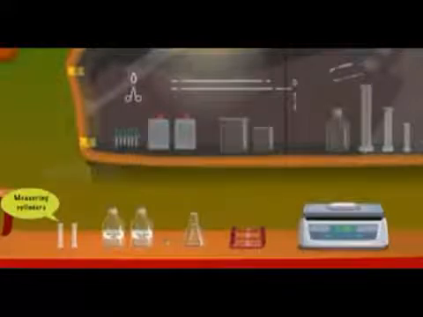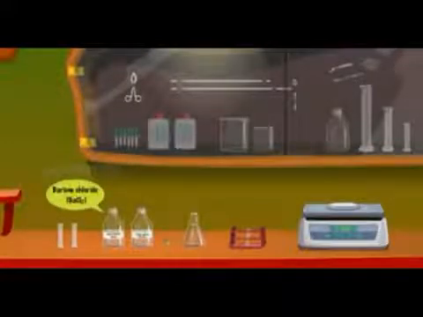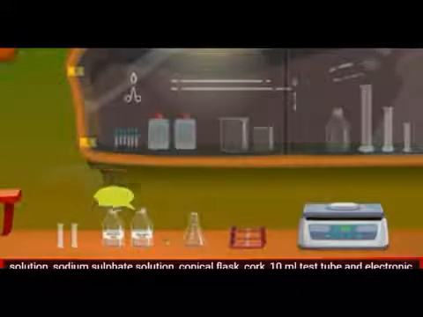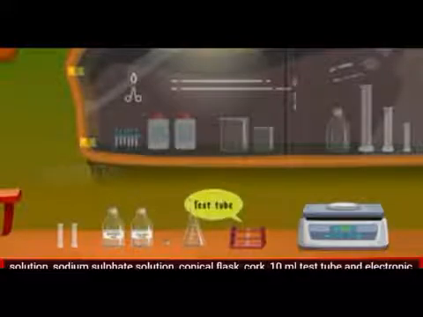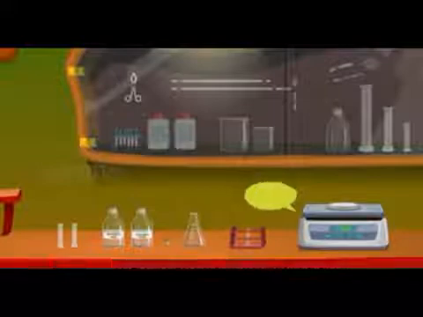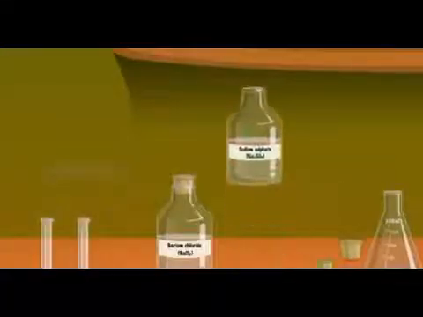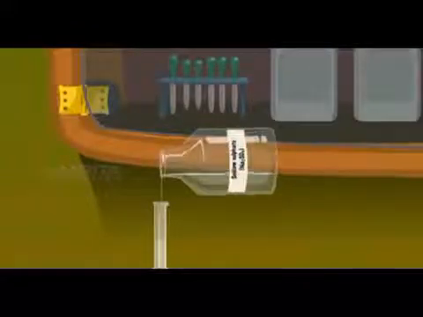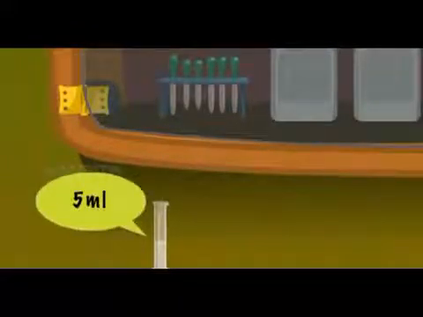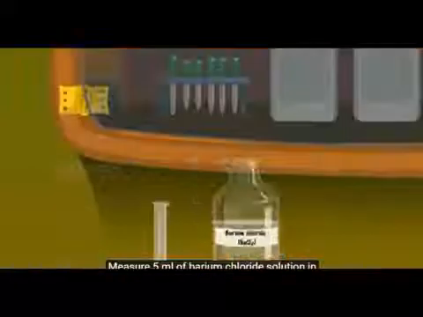We require measuring cylinders, barium chloride solution, sodium sulfate solution, conical flask, cork, 10 ml test tube, and an electronic balance. Measure 5 ml of sodium sulfate solution in a measuring cylinder. Pour it into a conical flask. Measure 5 ml of barium chloride solution in another measuring cylinder. Pour it into a 10 ml test tube.